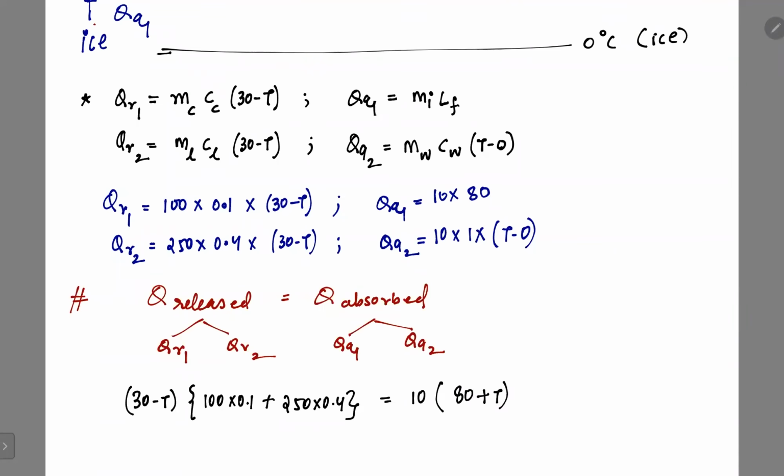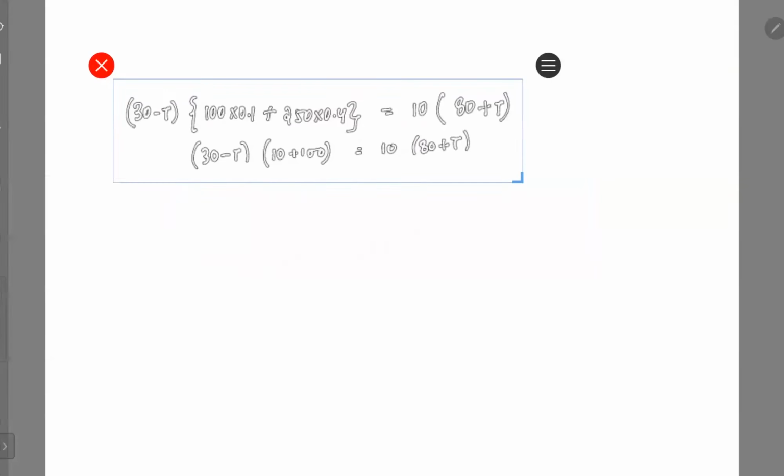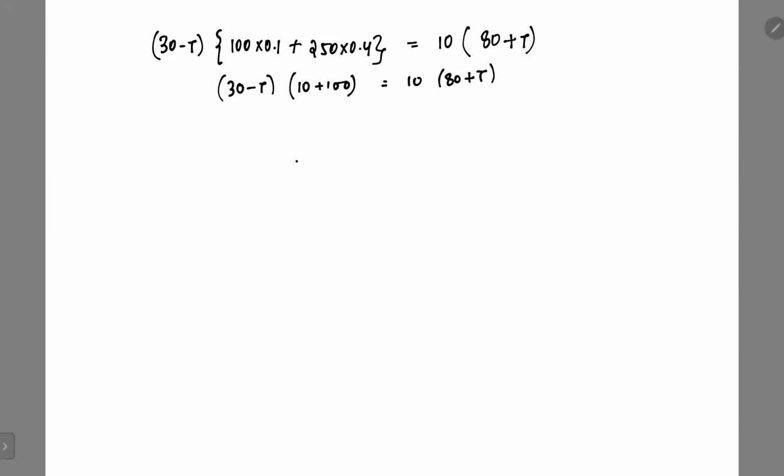Agree? Okay. So now I have 30 minus T. 100 into 0.1 is 10, right? And 250 into 0.4 is 100. So I have 10 plus 100 is equal to 10 into 80 plus T. Let me do the calculation on the next page. So therefore, we have 110 into 30 minus T is equal to 10 into T plus 80.